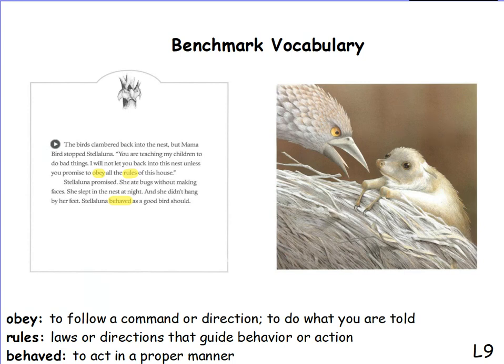So let's think about the words that are highlighted in the text. In this passage, Mama Bird is telling Stellaluna that she must obey the rules of her house. So in other words, she has rules that Stellaluna must follow to keep everyone in the nest safe. And if Stellaluna follows the rules, she's being a good citizen. She is doing exactly as she should and acting properly by following the rules that Mama Bird has given her. So this means that Stellaluna behaved.